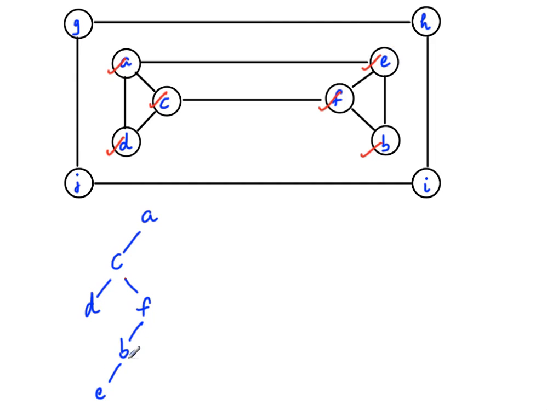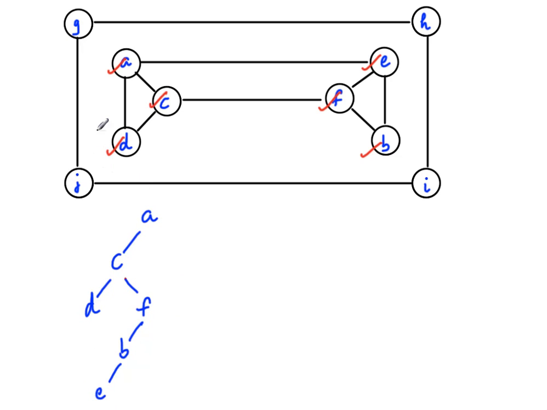B has no more unvisited neighbors, so we go back to F. F has no more unvisited neighbors, so we go back to C. C has no more unvisited neighbors, so we go back to A. And now at A, we started with C, and we had 2 more neighbors, D and E, but both of them have already been visited when we were processing C. So A has no more unvisited neighbors, and so we have to stop exploring from A.